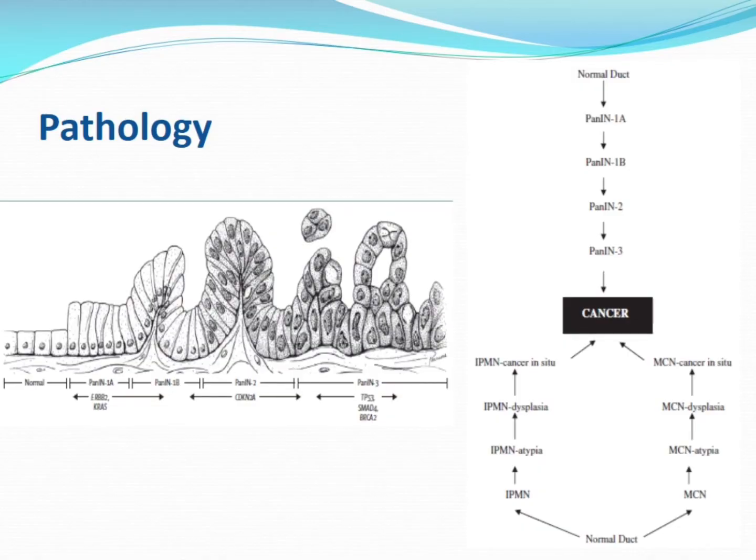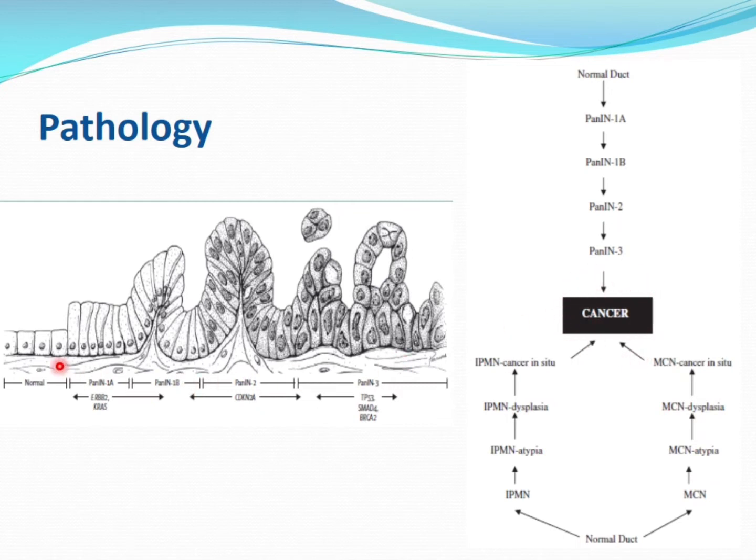The pathology of ductal adenocarcinoma and the sequence of change from normal cells to PanIN1 and PanIN2 and PanIN3. Here we can see normal cells, PanIN1A, PanIN1B, PanIN2 and PanIN3, and this will lead to ductal adenocarcinoma. If the tumor is cystic, also there is dysplasia in the intraductal papillary mucinous neoplasm and the mucinous cystic neoplasm, and this will lead to also cystic carcinoma.